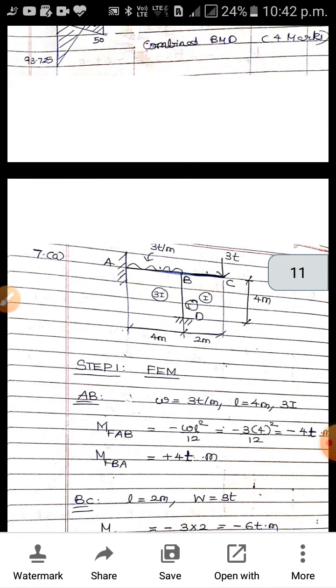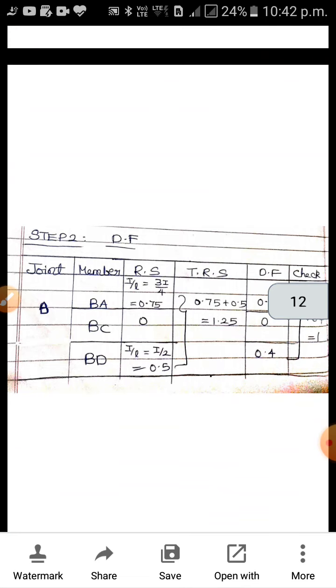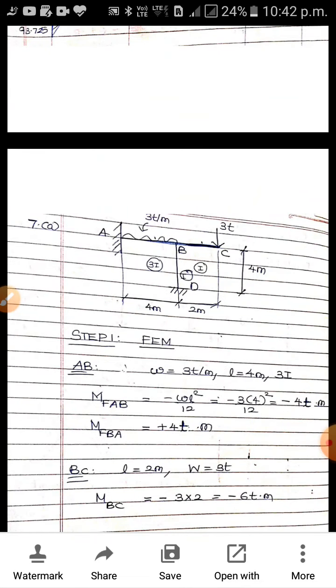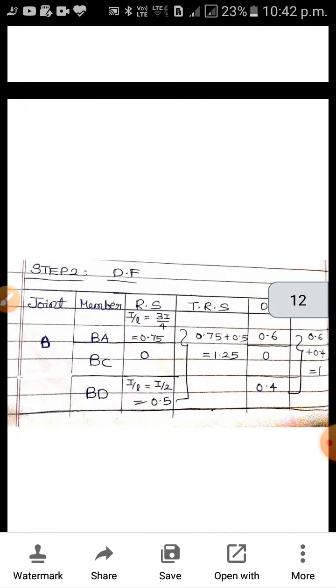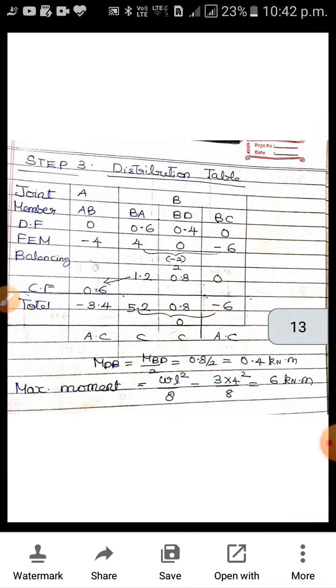And this is 7A. 7A also, all of you have it wrong. So at joint B, what are the members? BA, BC and BD. BA, A is fixed, I by L. BC, no support, so 0. BD, fixed support, I by L. So that was what I have done. It's quite a simple problem. This also everybody has done wrong.